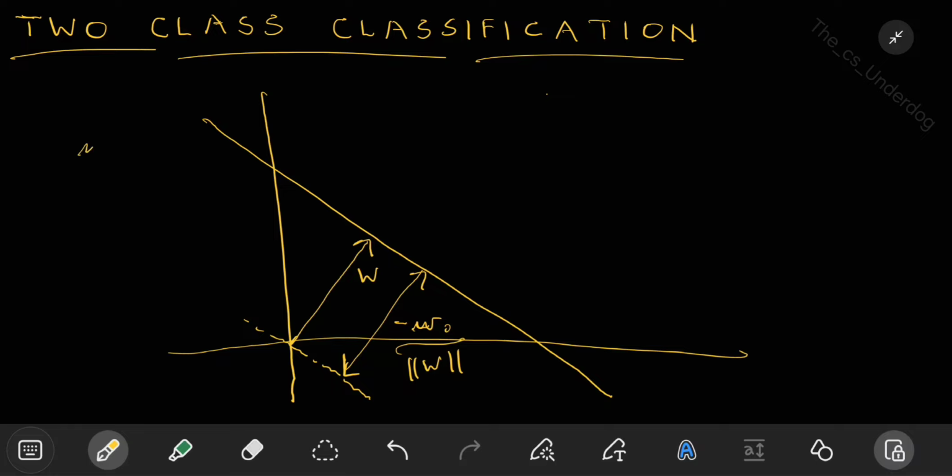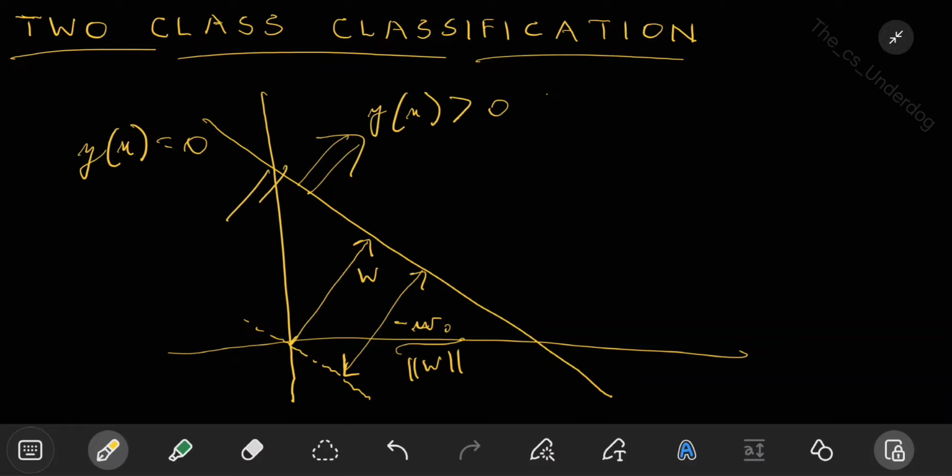So this decision surface is y of x equal to 0. Any point above this decision surface will have y of x greater than 0, and any point below this decision surface will have y of x less than 0. If any of the points are here which have a value y of x greater than 0, you will classify them as class C1, and any point below this which has y of x less than 0, you will classify as class C2. This is how you do two class classification using linear model, linear classification.